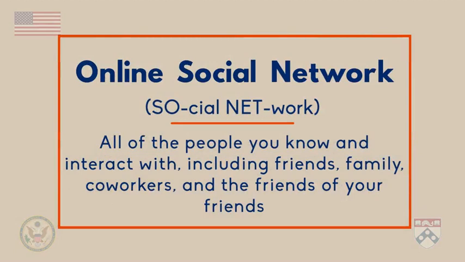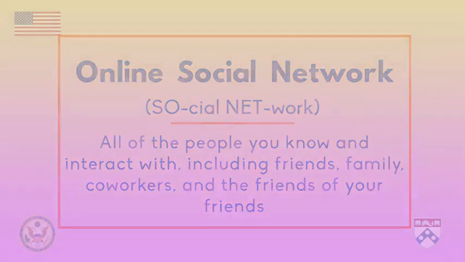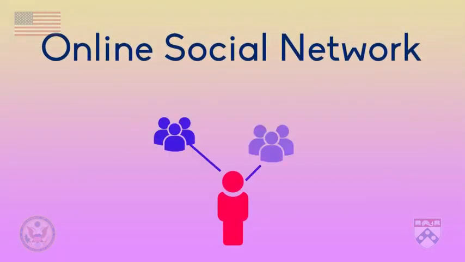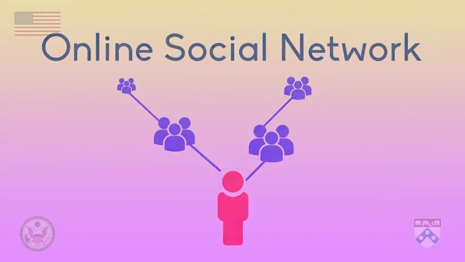The last important characteristic of social media that we're going to talk about is your online social network. A social network is all of the people you know and interact with. These people can be friends, family, coworkers, or even the friends of your friends. So your online social network is made up of all the people you interact with through social media, your Facebook friends, Twitter followers, and so on. This online social network is something we don't see with traditional media.